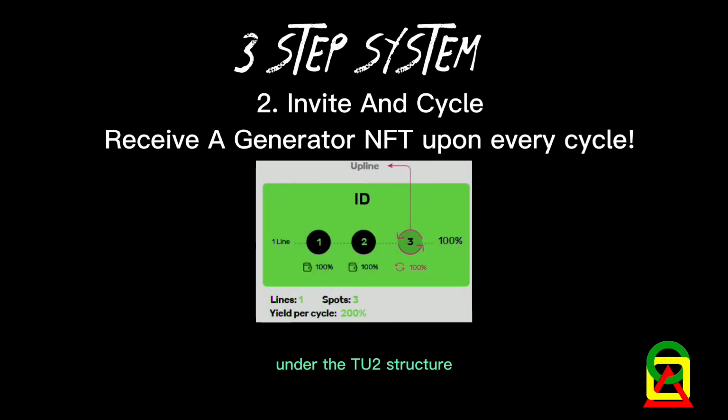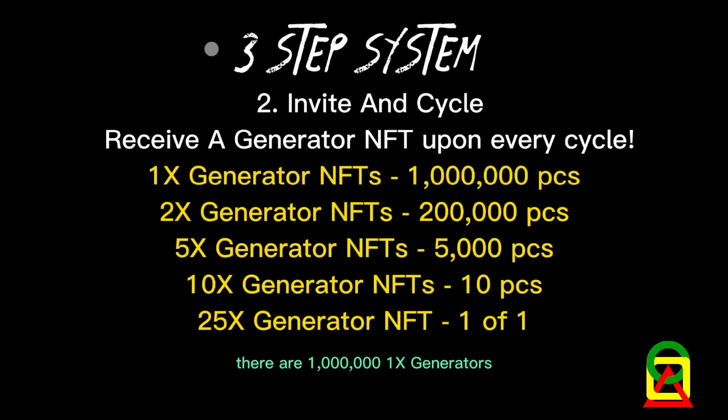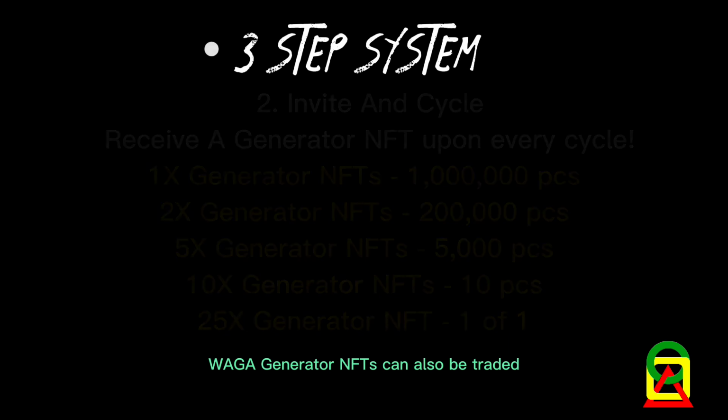Every cycle under the TU2 structure that each account incurs will receive, at random, 1 WAGA generator NFT. There are 1,000,000 1x generators, 200,000 2x generators, 5,000 5x generators, 10 10x generators, and 1 25x generator NFTs available, and they can only be obtained through cycling the TU2 structure. Each one of these NFTs can be staked to receive WAGA token rewards. Alternatively, WAGA generator NFTs can also be traded.